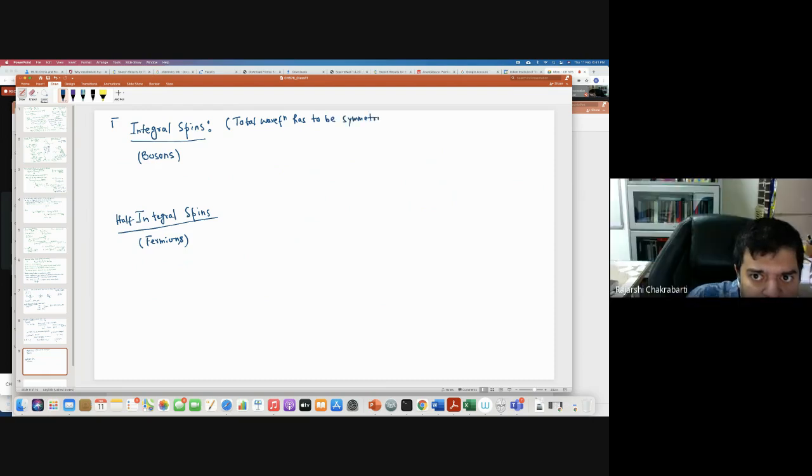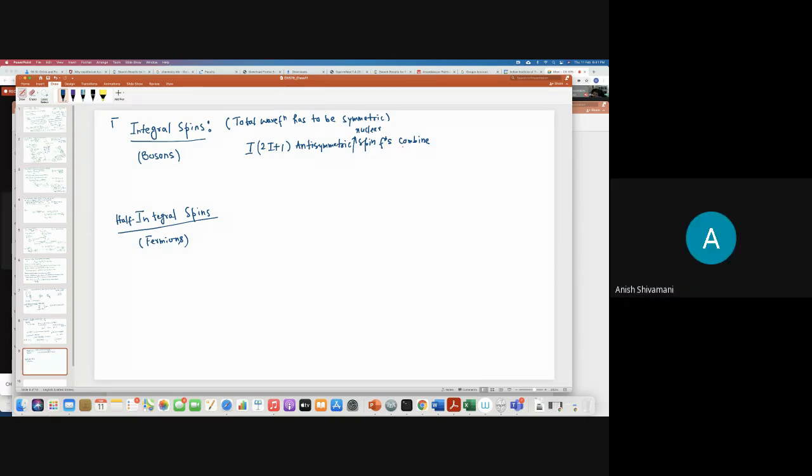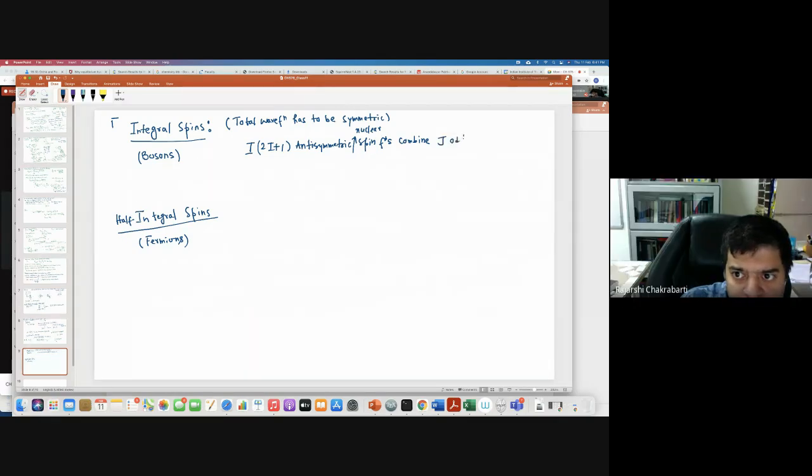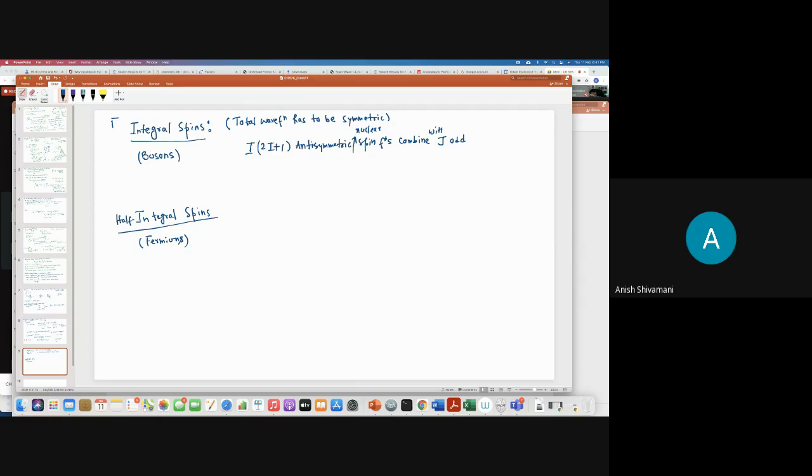How can you make them symmetric? If you have I into twice I plus 1 antisymmetric nuclear spin functions, it will combine with what? Because antisymmetric should combine with another antisymmetric to make it symmetric, isn't it? Yes, sir. To J odd. Is this clear? Yes, sir. What about the other possibility?